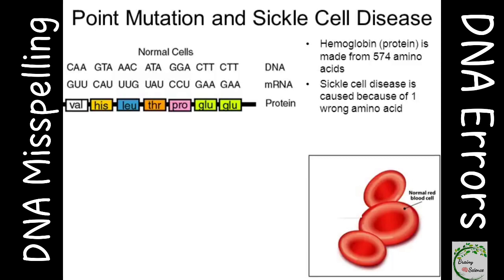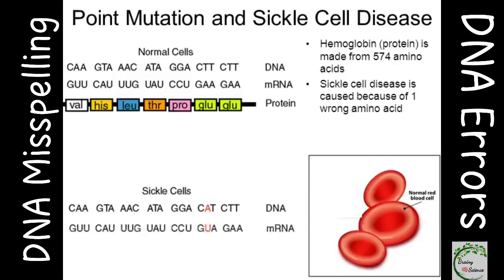But now, here's where people have sickle cell disease. Look at this. There's a misspelling. I've highlighted it with the red letter A. You can see in the normal cell, the code is supposed to be CTT. But in sickle cell, people have the code CAT. So through the process of transcription, when they make messenger RNA, you can see the messenger RNA is now GUA. In the normal cell above, the messenger RNA is supposed to be GAA. But because of the misspelling, it's now GUA.